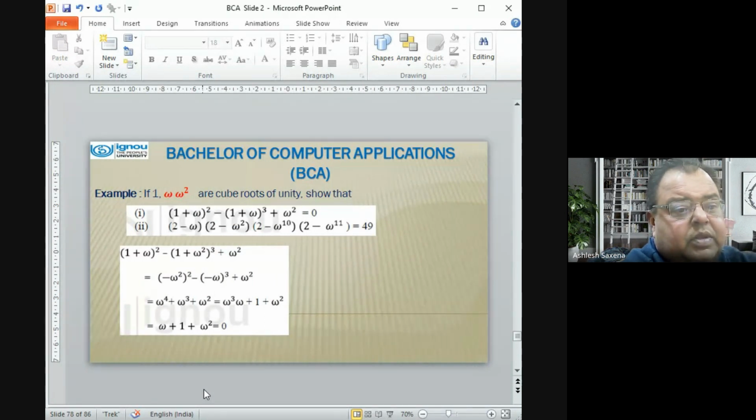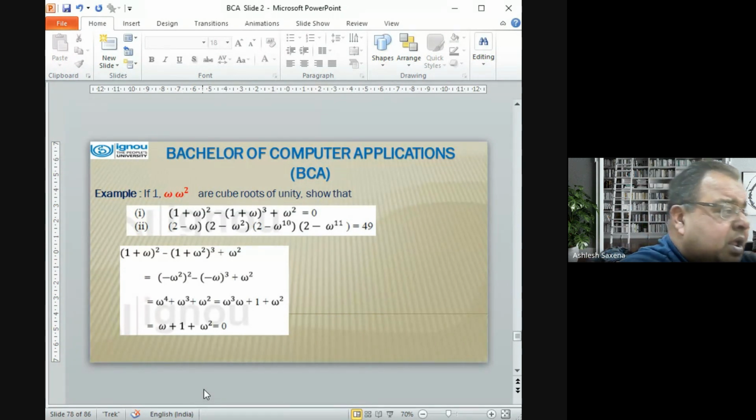Now it is given to us that 1, omega, omega square are the cube roots of unity. Then we have to show that (1 plus omega) squared minus (1 plus omega cube) plus omega square is equal to 3. When you get this type of problem, try to convert it. We have different formulas: you have the value of omega cube, and you have the relation 1 plus omega plus omega square is equal to 0, and omega cube equal to 1. So after going through the problem, we have to change it accordingly.